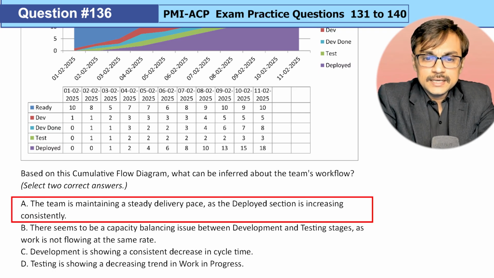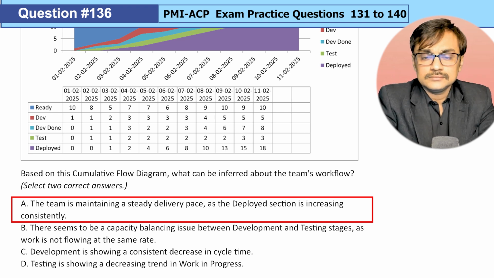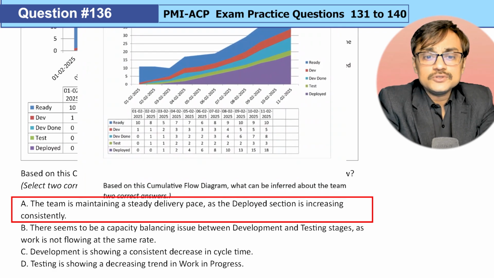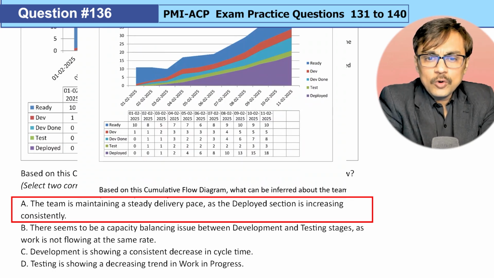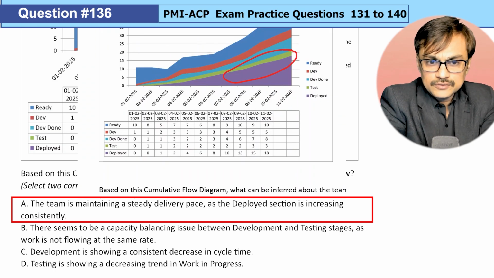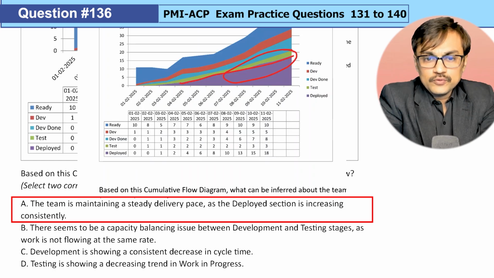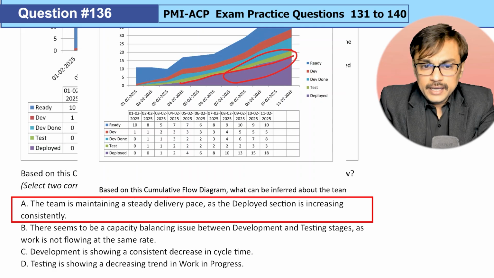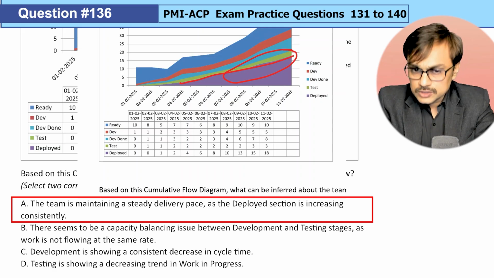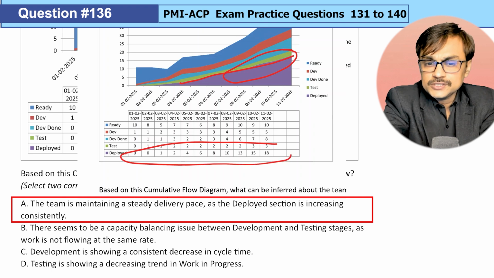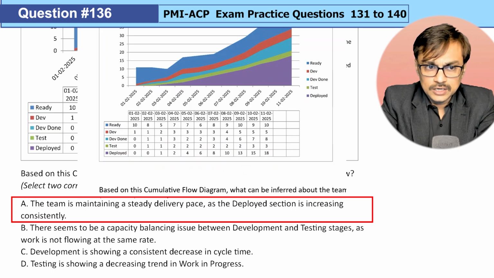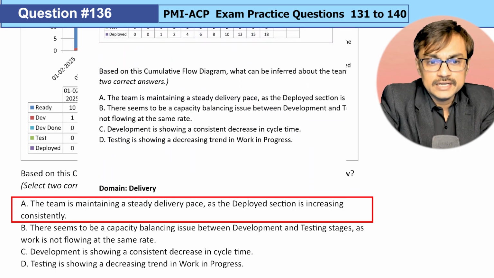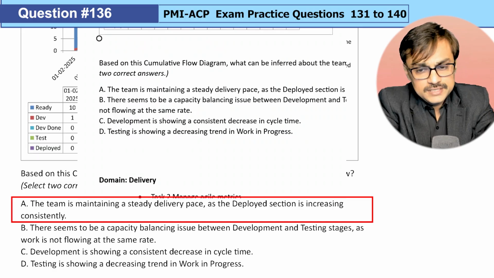Option A: the team is maintaining a steady delivery pace as the deployment section is increasing consistently. Seems to be a right option. Yeah, because what you see here is that this slope is pretty stable. You can say the whole slope is pretty stable. When the slope is stable, it means throughput is stable. And we are talking about the last column's slope. This is also visible from this particular data, where you see that these things are consistently going right. So I can say, yes, this is not an issue. Yes, this is a true statement. I can fairly say the team is maintaining a steady delivery pace as the deployment section is increasing consistently.